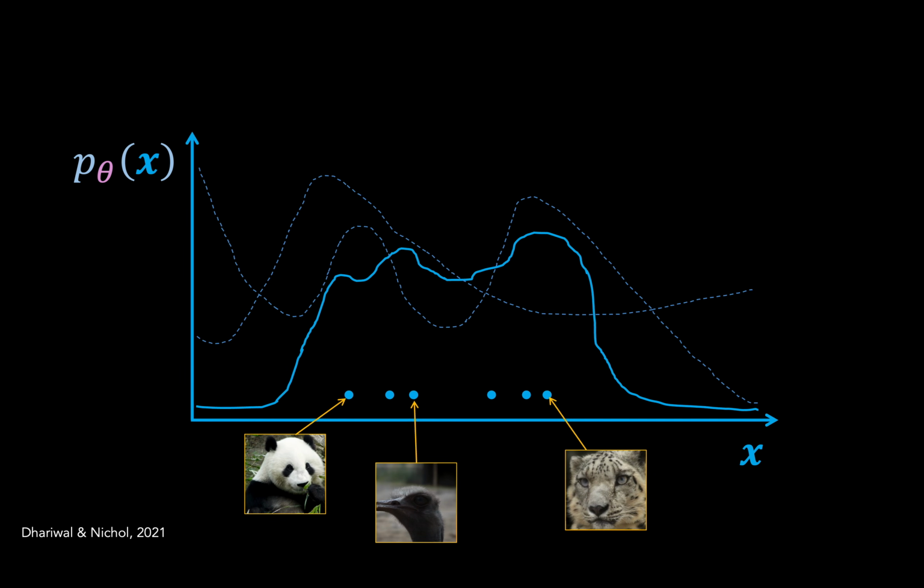In other words, we want to find some theta such that high probability regions in our model distribution match regions where data is common in our dataset. Since we're maximizing the likelihood of real data samples under our model, we call this strategy maximum likelihood estimation.